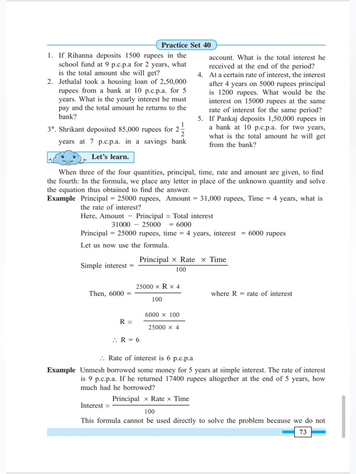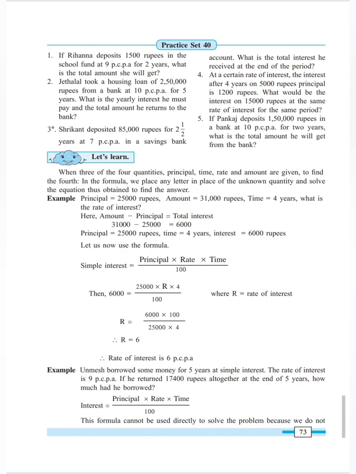We know the formula of amount. Amount is equal to principal plus interest. Therefore, amount minus principal is equal to total interest. Clear? To find out the value of interest, we will subtract principal from amount. Amount is given 31,000 and principal is given 25,000. Therefore, 31,000 minus 25,000 is equal to 6,000. We get the value of interest is equal to 6,000.